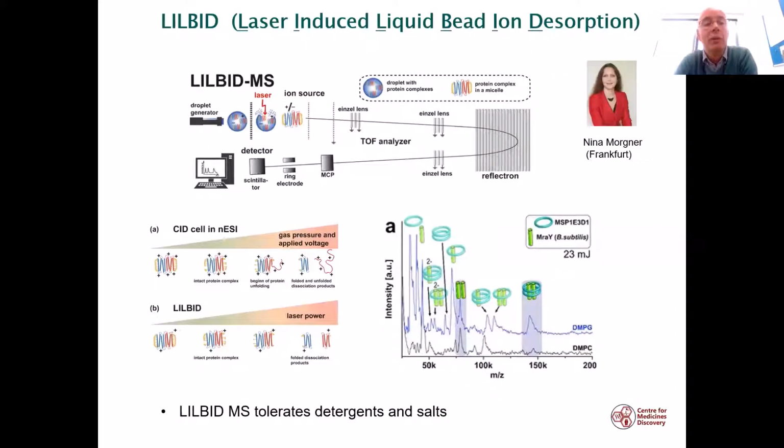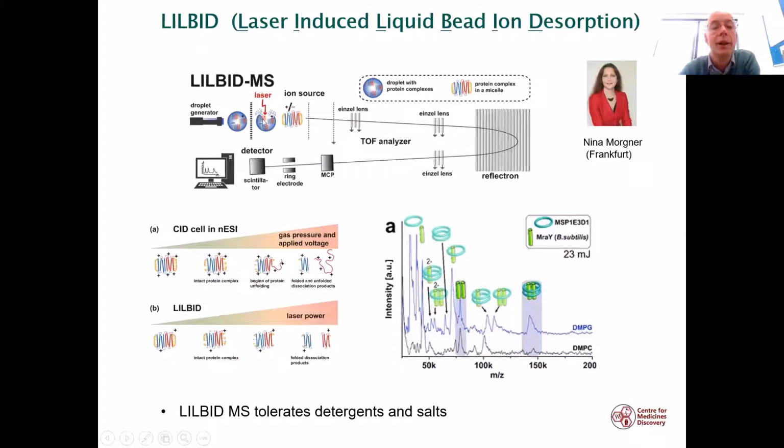This is a method that you may not be familiar with. It's a kind of hybrid method, a specialized ionization technique called LILBID. How it works is you generate a spray of droplets containing your protein, and they are uncharged. So you generate a neutral spray of droplets. It's not like electrospray, where these droplets are charged. They're neutral droplets, and what you do is you activate the droplet with the aid of a laser.